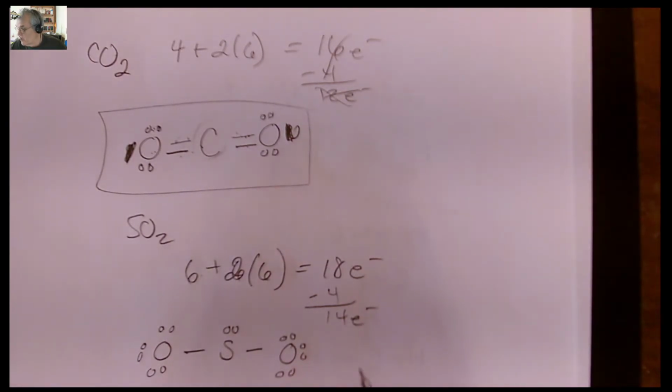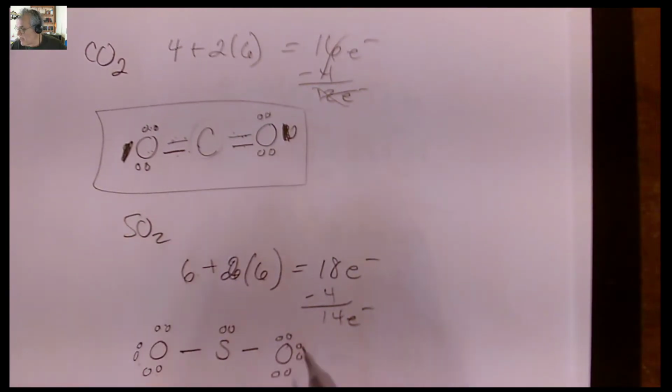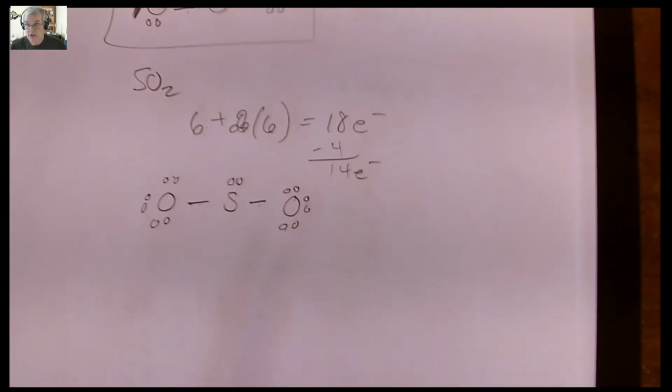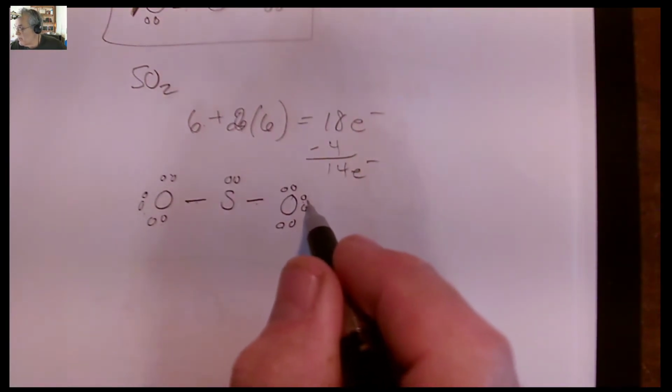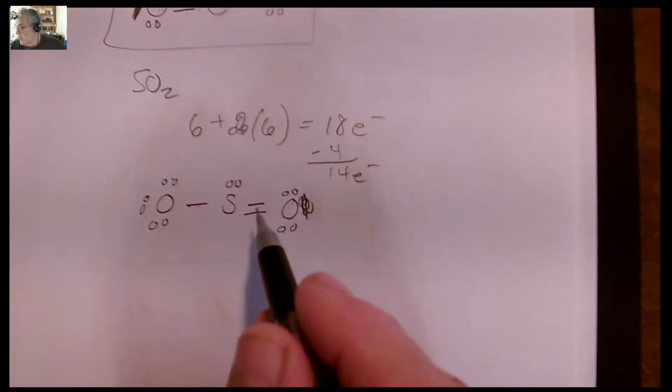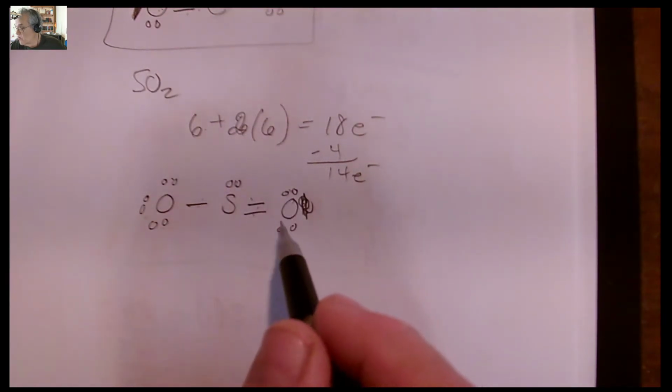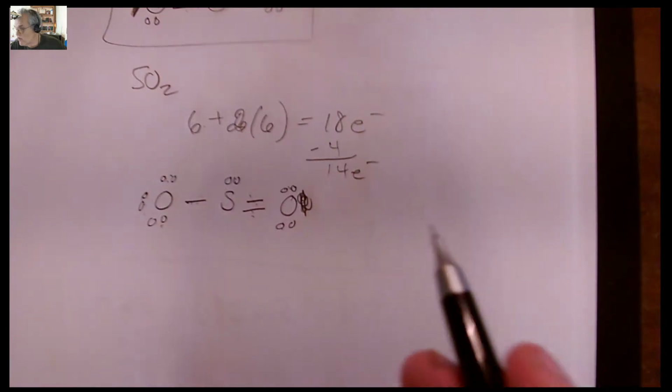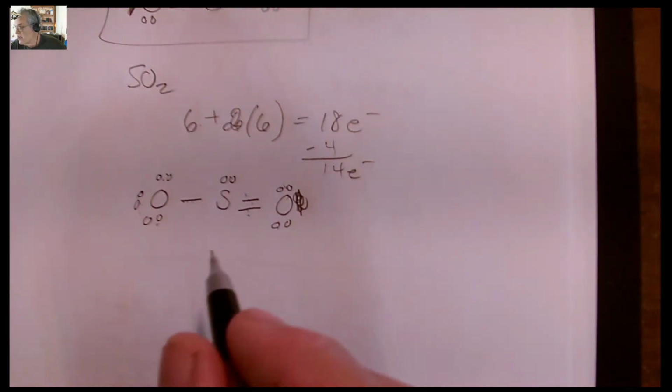Okay? Now I check for the octet rule. 2, 4, 6, 8. Yep. 2, 4, 6, 8. Yep. 2, 4, 6. No. Not satisfied. So I'm going to have to do something to satisfy the octet rule. What will I have to do? Well, I can do the same thing I did before, but I don't need both of them. I just need one. So I can do that now. I have 2, 4, 6, 8. 2, 4, 6, 8. 2, 4, 6, 8. It's all satisfied.